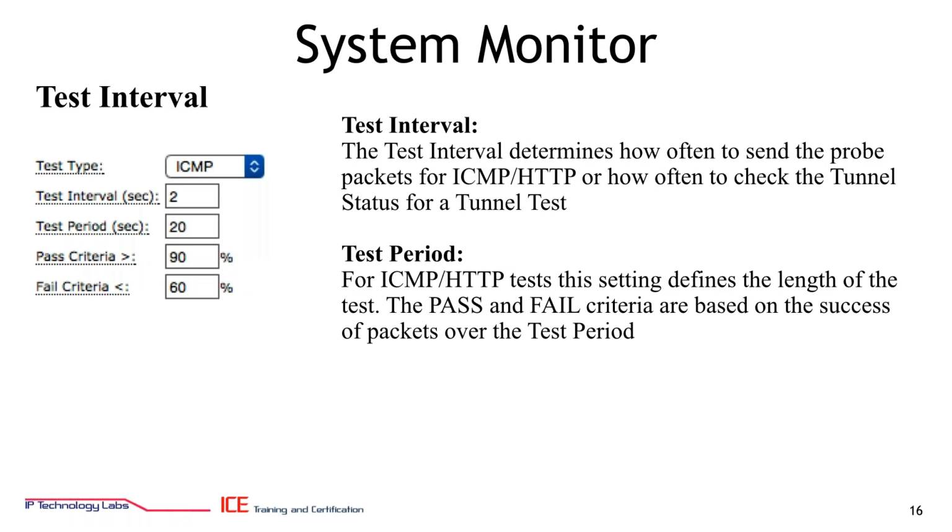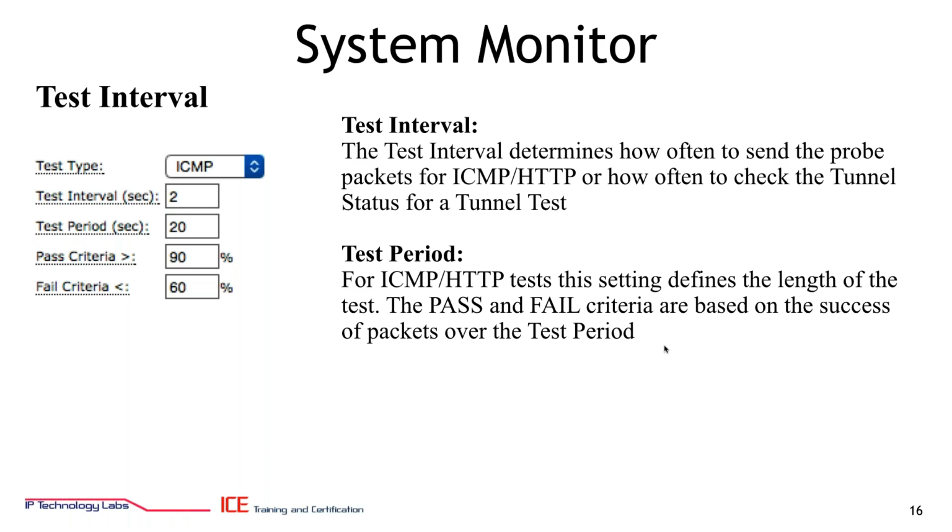So with my test intervals, we can set up how often we send ICMP, and we can generate the test period. In this scenario, I'm saying every 2 seconds, generate ICMP packets or generate HTTP packets, or every 2 seconds, monitor check the state of the tunnel.